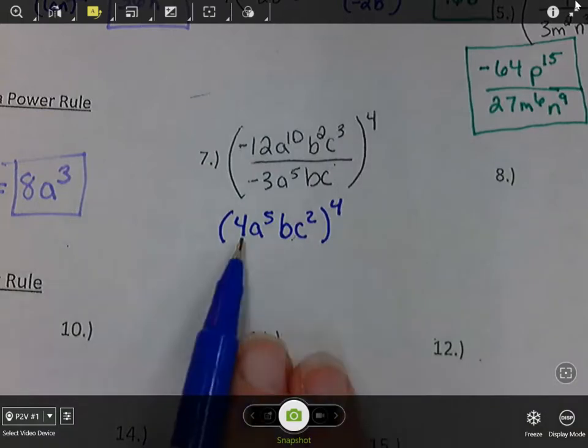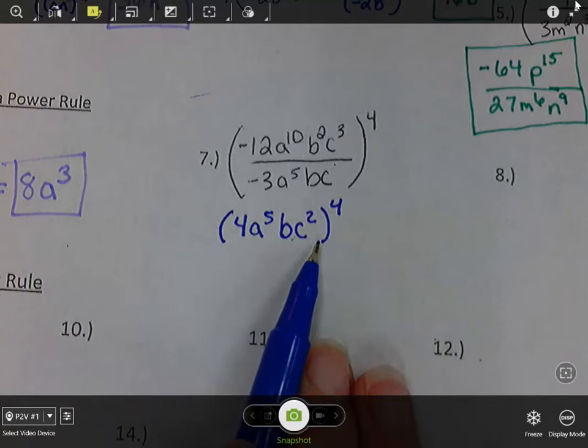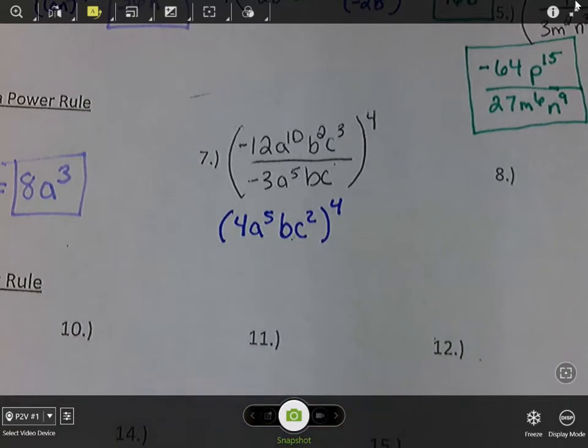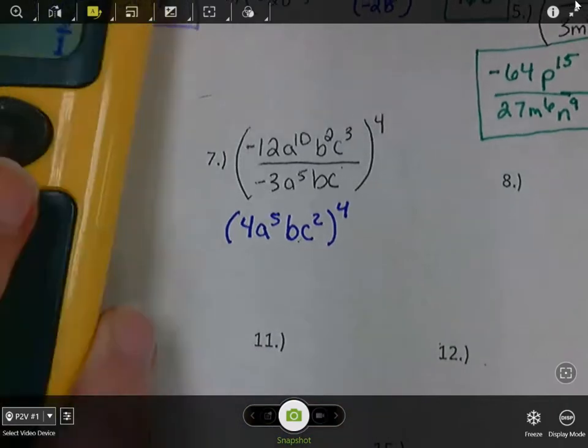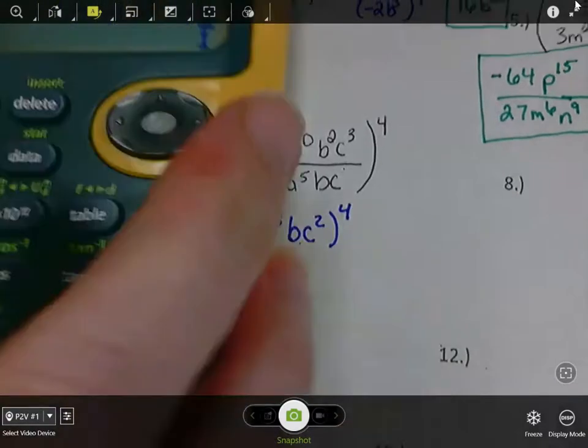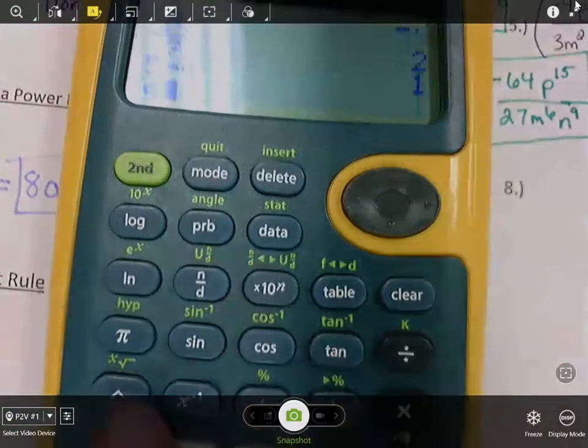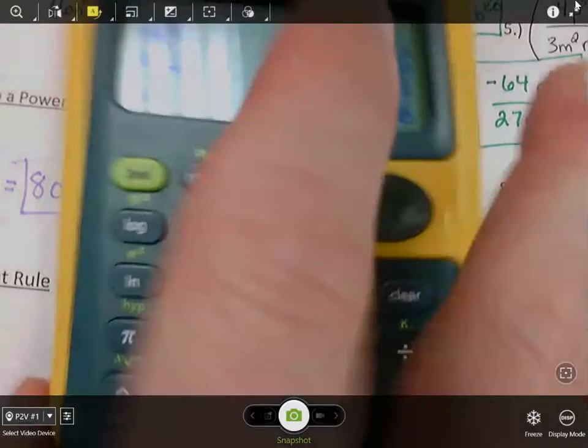Okay, so this first part, what we just did, that's what we've been doing. That's quotient rule. Okay. Now use your calculator and raise each of these to the 4th power. So the first one is 4 to the 4th power, and I get 256.